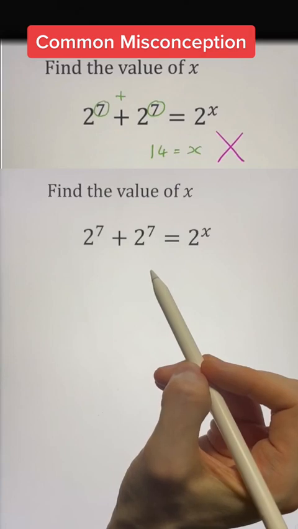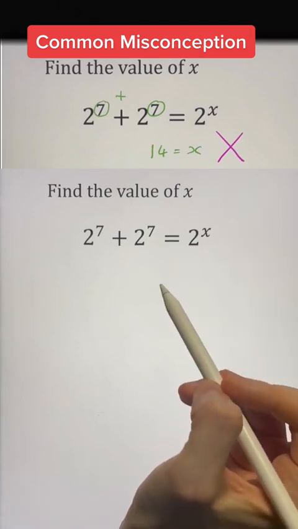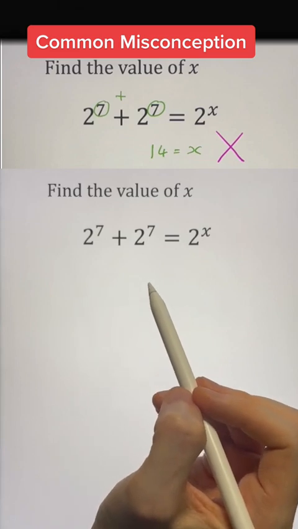Here we are asked to find the value of x. My first step is to locate the letter x, which I can see is on the right hand side of my equation, and it has a base of 2. Therefore I need to rewrite everything on the left hand side of my equation as a single base of 2.